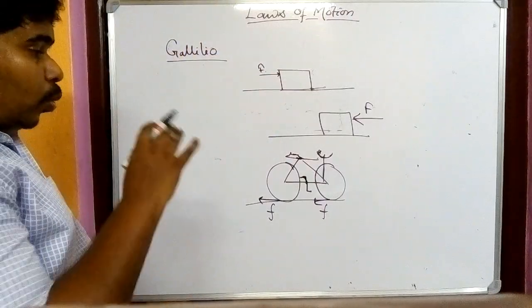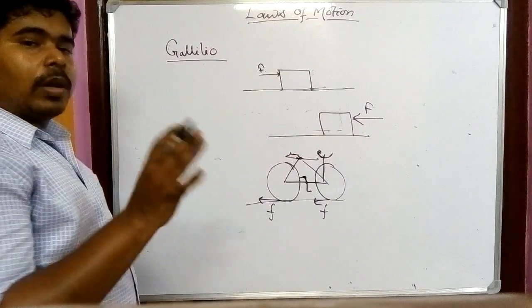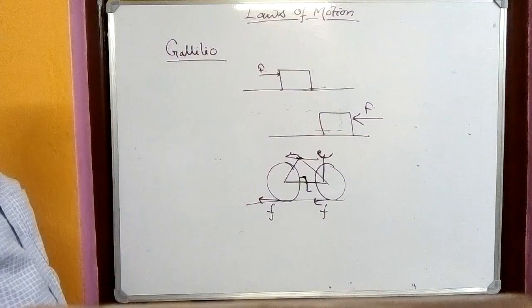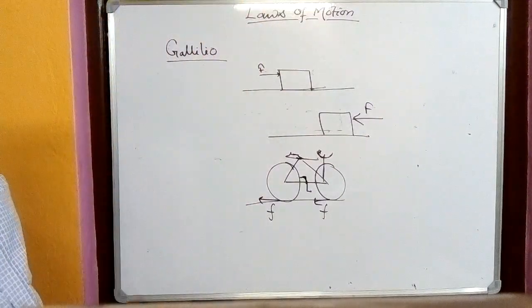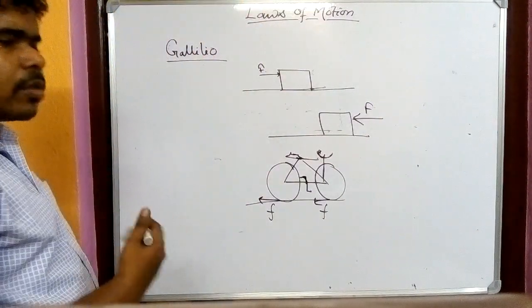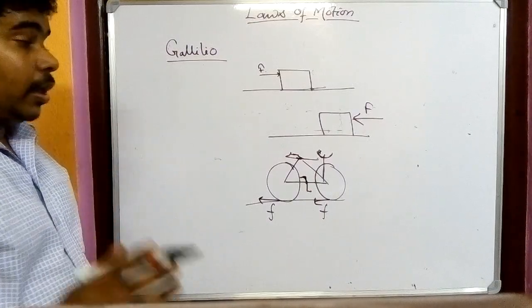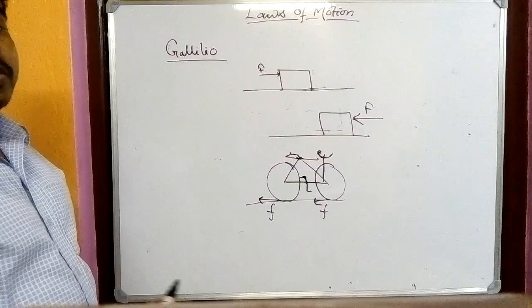That means to make a body move, we need to apply force. When we want to stop a body, then also we need to apply force. But if a body moves with continuous motion, then no force is needed until a frictional force is applied. That's why it stops.